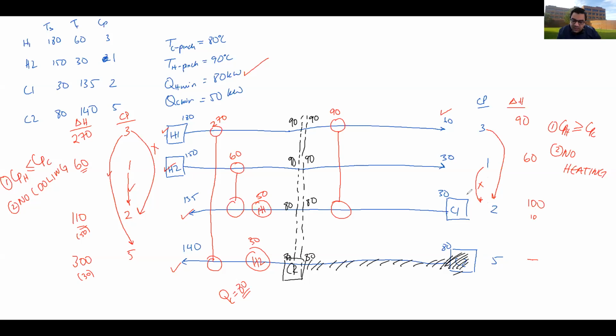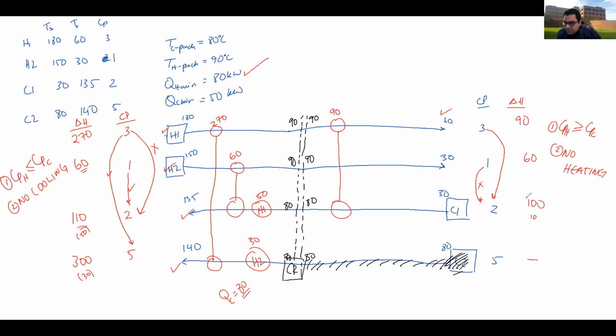So in this case, there is no way I can add heating. It does not make thermodynamic sense. So what I'm going to do is add a split, right? I'm going to split the stream into two streams. Let's see which split makes sense. Let's try to write an algebraic problem here.